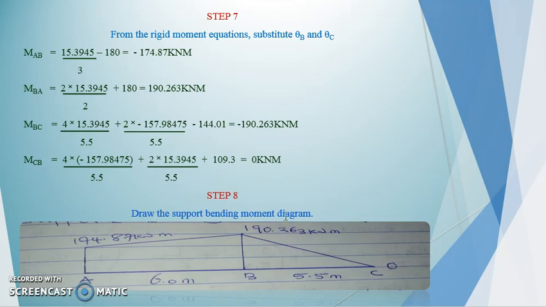So drawing the bending moment diagram now of the support, you have this here, where support A gives you 174.87 kilonewton meter, and support B gives you 190.263 kilonewton meter, while support C gives you 0. So having looked into this and seen that the values we got at this support and this support are the same with that of Hardy-Cross method, I think the procedure is justified.